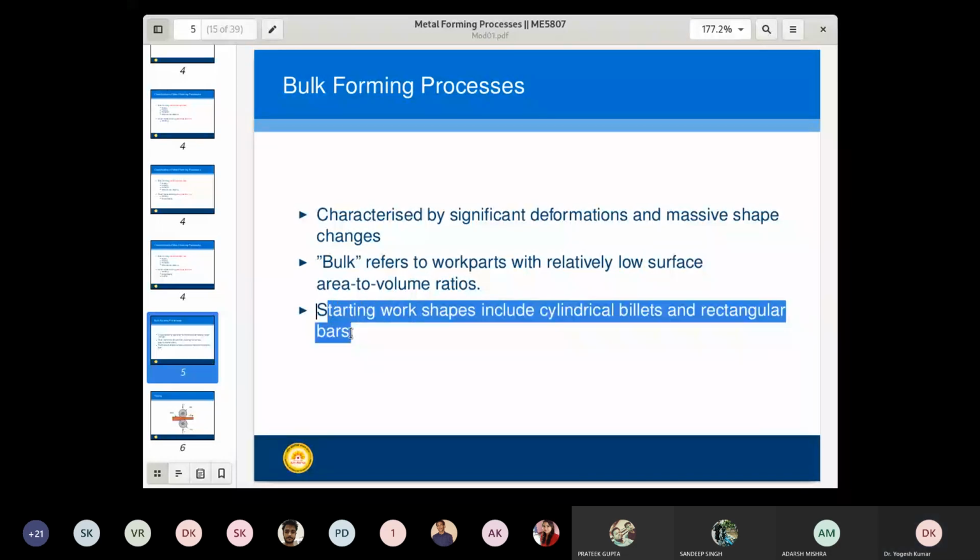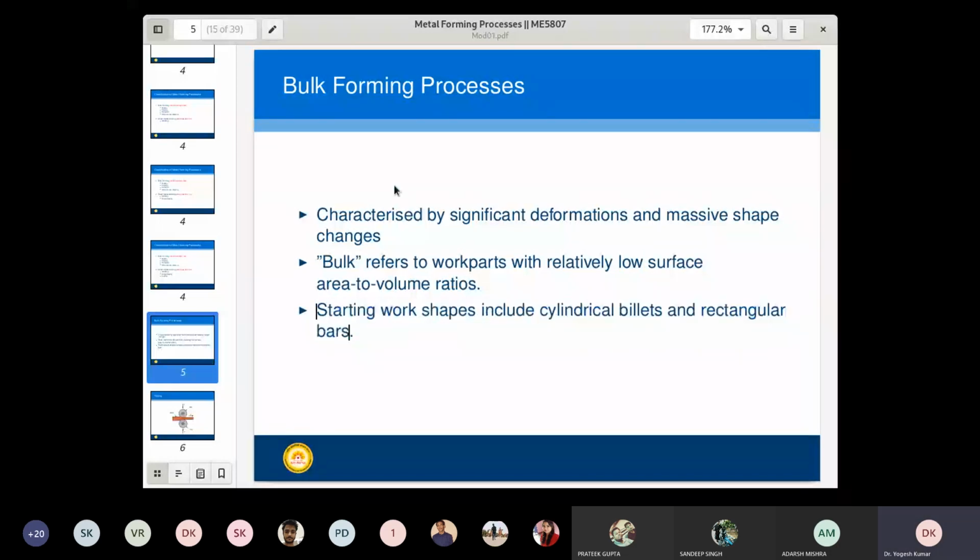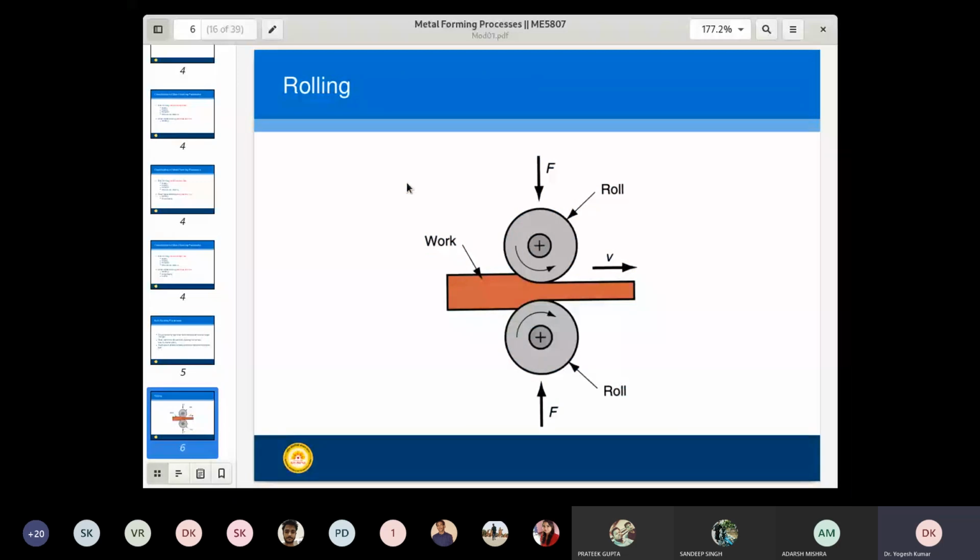Okay, so under bulk forming processes, I will just give an overview of these processes, because we are going to discuss these processes in detail in further chapters, further lectures. Okay, so one of the bulk metal forming processes is rolling.